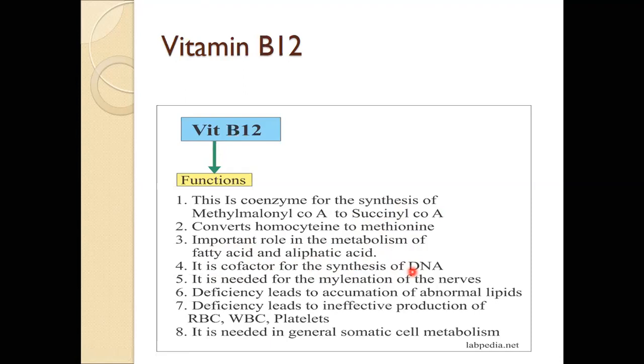يبقى التو فيتامينز دول folic acid و B12 هما الاثنين مهمين للدي ان اي synthesis، وبالتالي هما الاثنين مهمين للسيل جروث والسيل سرفايفل والكلام ده كله والديفيجن. Deficiency هيؤدي إلى إيه؟ accumulation of abnormal lipids، هيؤدي إلى ineffective production of RBCs, white BCs and platelets.